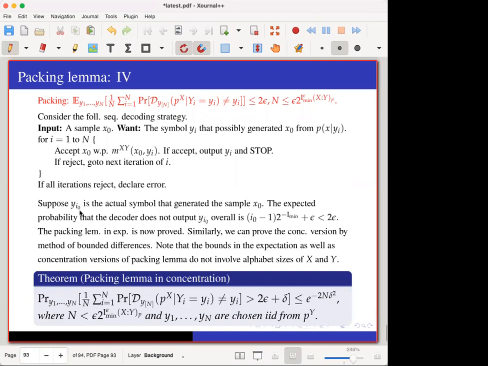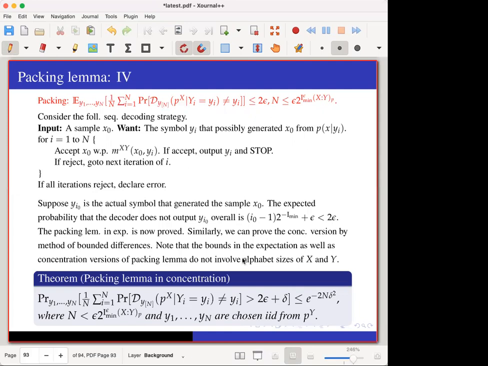So we can finish the analysis. So suppose yi naught is the actual symbol that generated the sample x naught. So the expected probability that the decoder does not output yi naught overall, I can now use the union bound on probabilities. So it's a usual analysis. You have to break it up into the summation. So I get something like this. And the way I have chosen my n out here, I0 can go up to at most n. So I get that this is less than 2 epsilon. So this proves the packing lemma expectation.